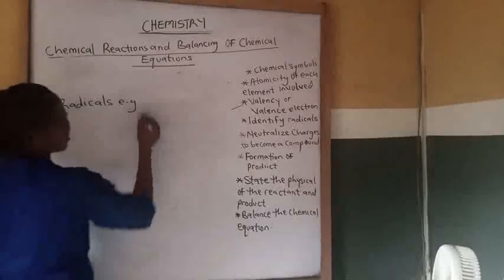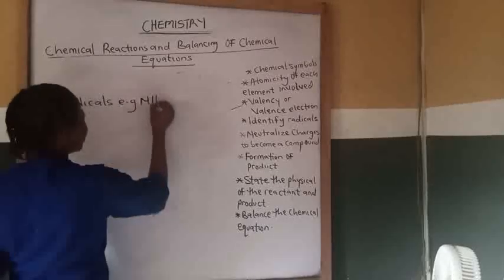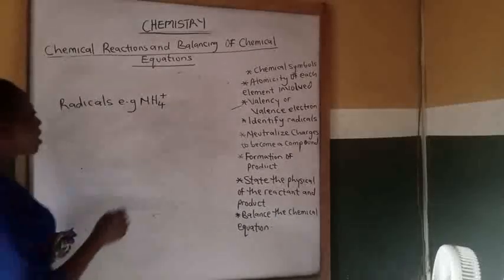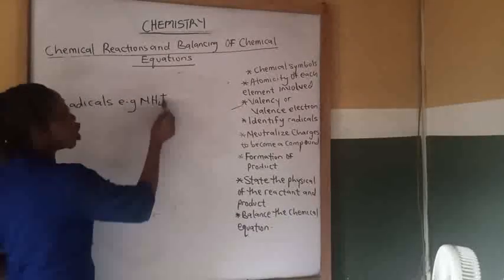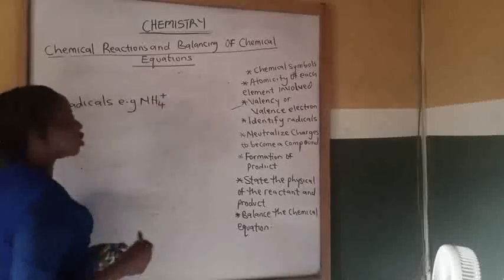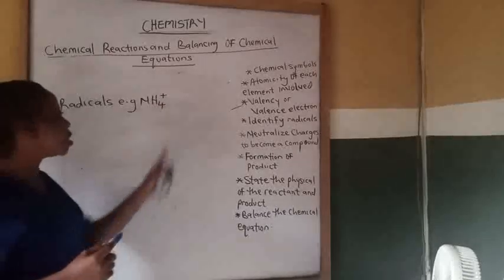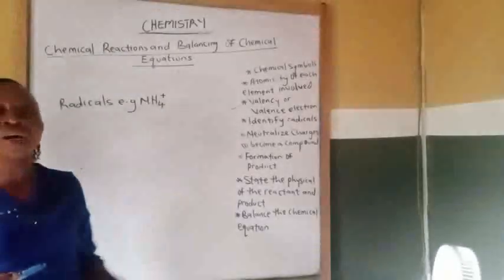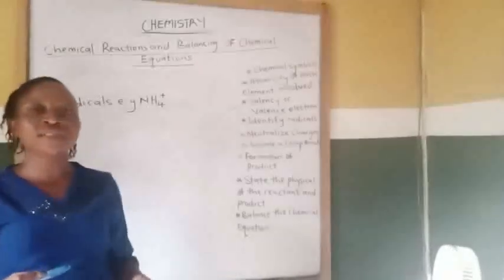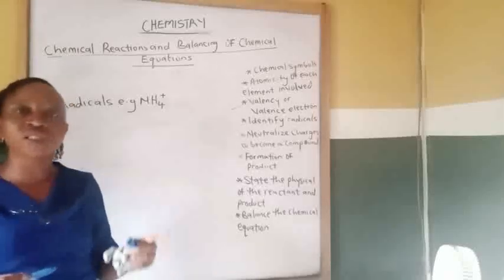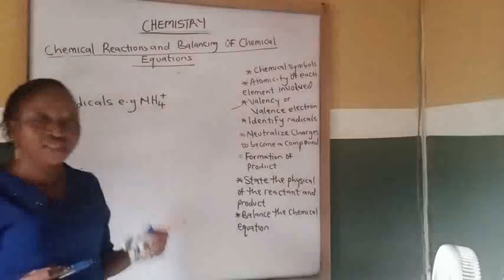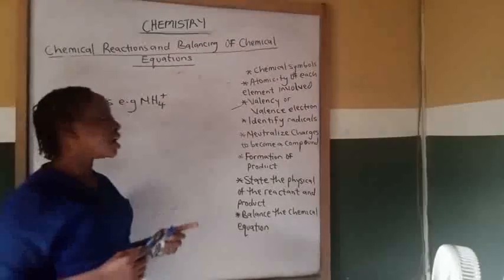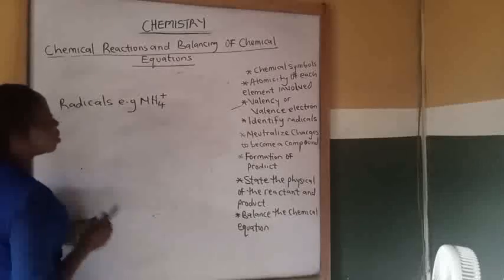Examples of radicals are NH4 plus. NH4 plus is a radical. Then we call it ammonium ion. It is an ion because it carries a positive charge. So an ion will carry either positive or negative charge. When it is carrying a positive charge, you call it a cation. When it is carrying a negative charge, you call it anions.